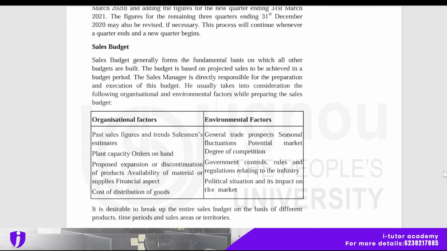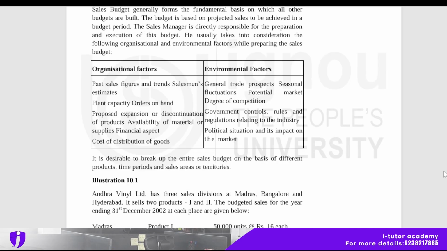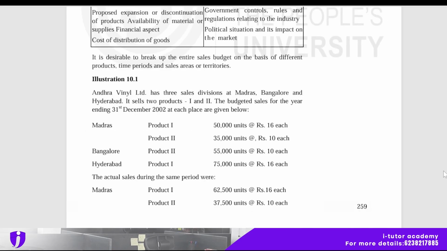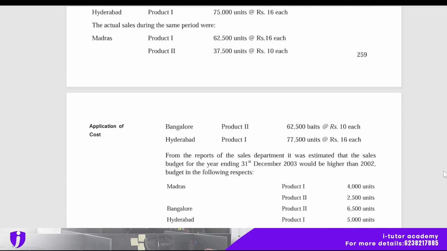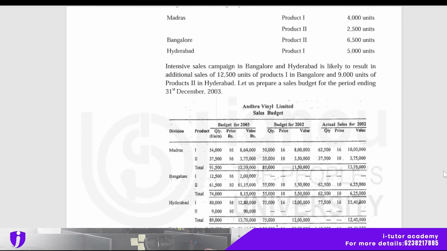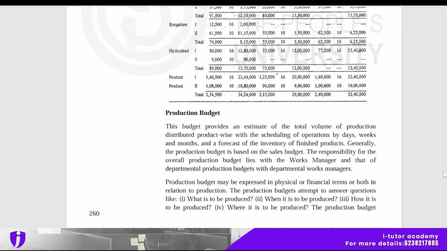Sales budget. Sales budget generally forms a fundamental basis on which all other budgets are built. The budget is based on projected sales to be achieved in a budget period. Organizational factors and environmental factors are also there, and an illustration for the same is here. You just go through it. It will help you for your final examination.